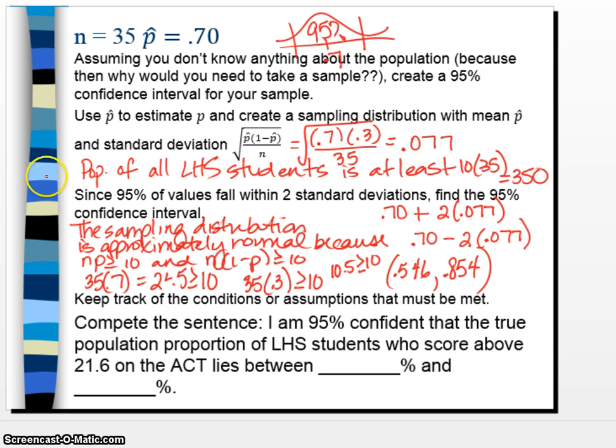Keep track of the conditions or assumptions that must be met. We had this right here, and we had this right here. Complete the sentence. I'm 95% confident that the true population proportion of LHS students who score above a 21.6 on the ACT lies between 54.6% and 85.4%. Okay, so that's how confident I am. And then, of course, our 70% we got is the center of that range of values.